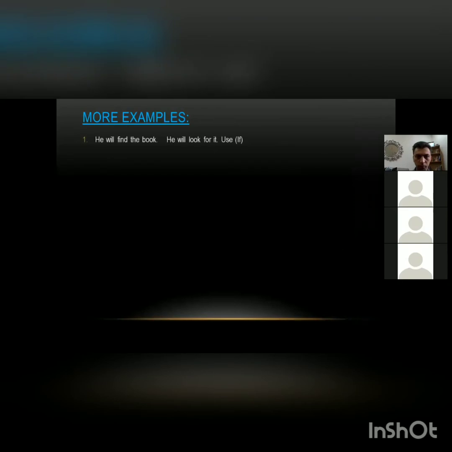More examples. You will find the book. You will look for it. Use if. If he looks for the book, he will find it. The second one, he will find the book if he looks for it. That is another form of the same question. Both of them can be correct. What is different here? It is only the position of the if clause. In the first example, it has come at the beginning, and in the second example it has come at the middle of the whole sentence.